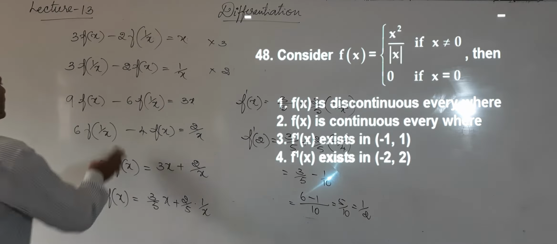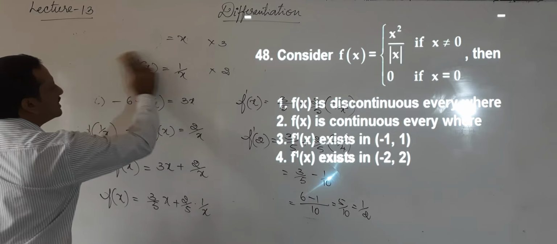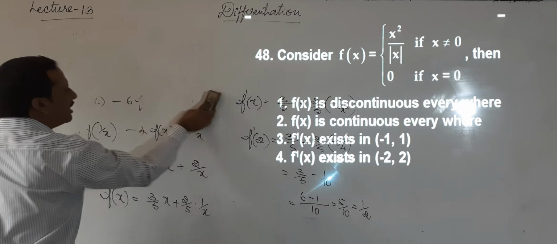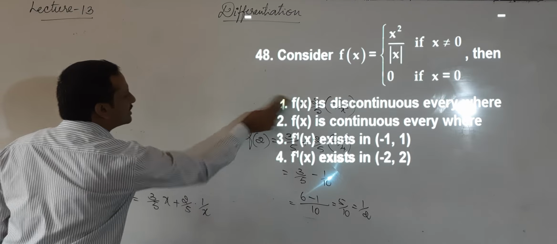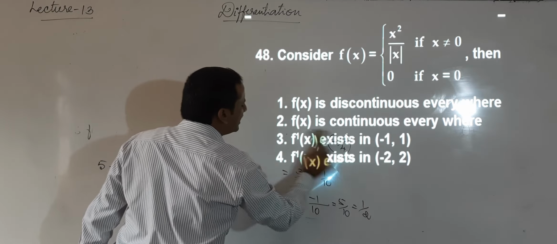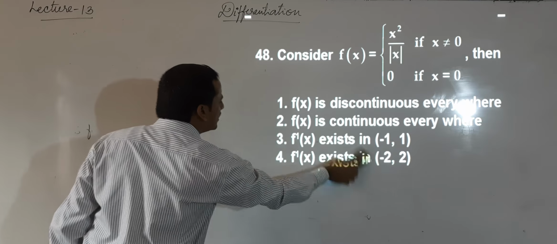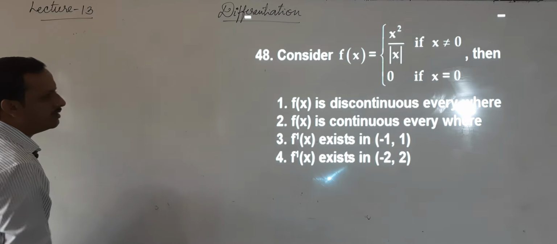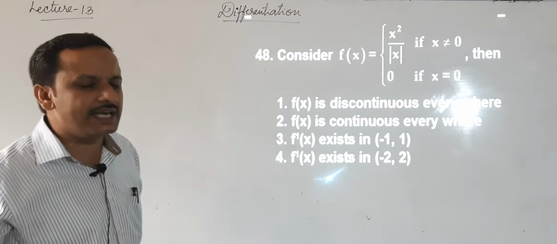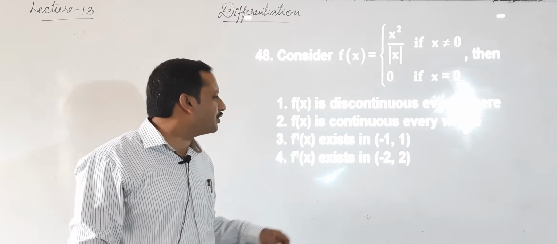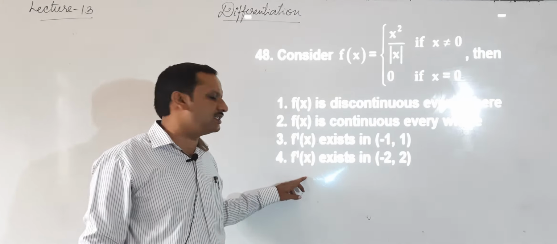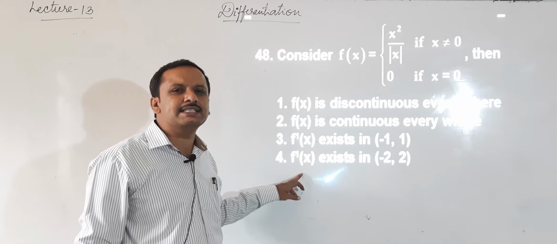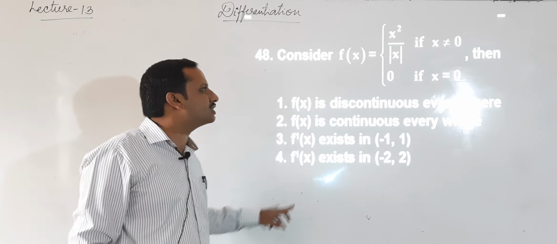48th question. Consider f of x is equal to x square by mod x if x not equal to 0 and 0 if x is equal to 0. Then f of x is discontinuous everywhere, f of x is continuous everywhere, f dash of x exists in open interval minus 1 to 1, f dash of x exists in open interval minus 2 to 2.